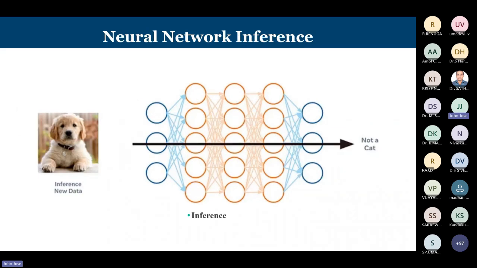Once a system is trained, then given a new input value, which is called an inference value, you pass it through the neural network and tell whether it is a cat or not. Given an input, you have to tell whether it's a cat or not. It's exactly what you see.